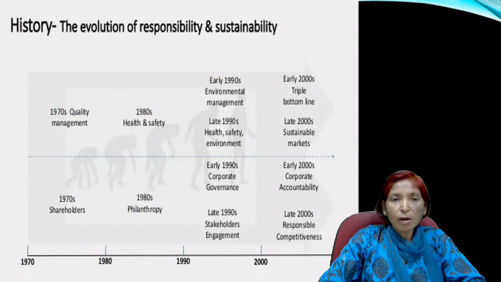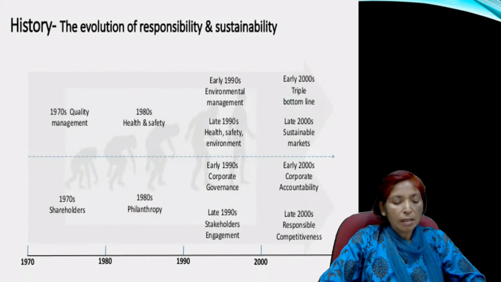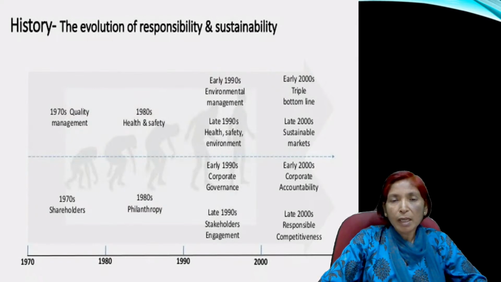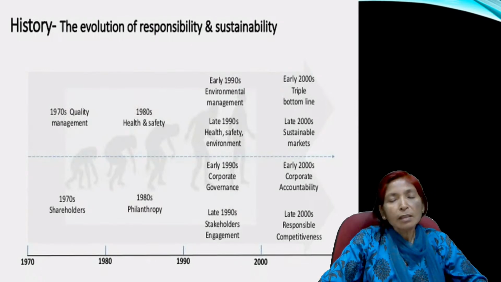Next is the history of corporate social responsibility's evolution and what is the meaning of sustainability. The evolution of responsibility and sustainability: this concept first came to light in the 1970s with quality management, when the main thing was that every business enterprise should focus on product quality so that customer needs are satisfied. And when a customer is paying a good amount for a product, then the company also has a responsibility to provide a good quality product to the customer.